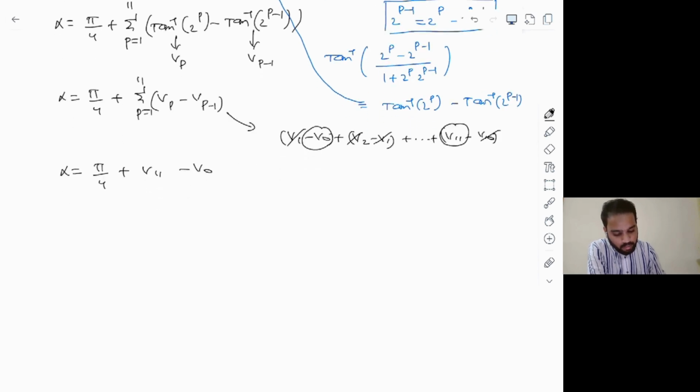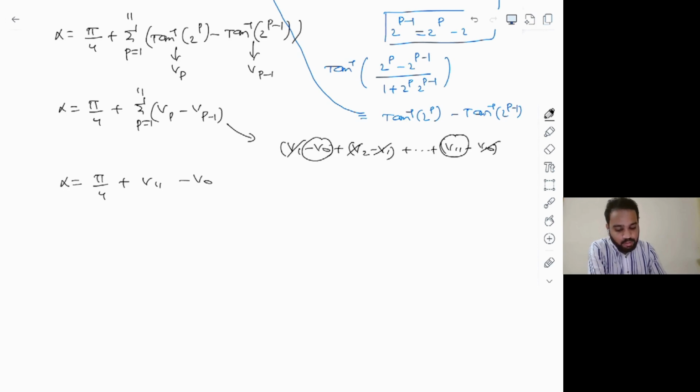But we have already taken Vp as tan inverse of 2 to the power of p. So we know how to find V11. So pi by 4 plus V11 is nothing but tan inverse of 2 to the power of 11, minus tan inverse of V0. V0 means putting p equal to 0, so 2 to the power of 0. So tan inverse of 2 to the power 0 is what? Tan inverse of 1. Tan inverse of 1 is pi by 4. So plus pi by 4 minus pi by 4 gets cancelled.